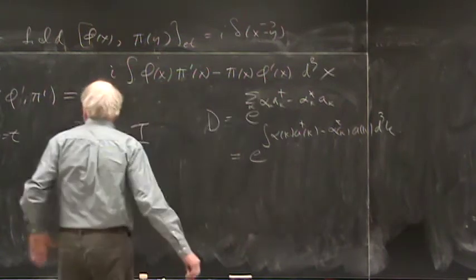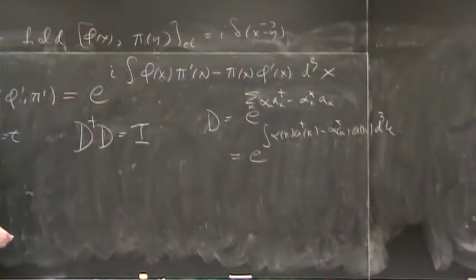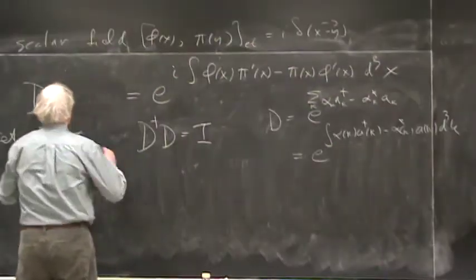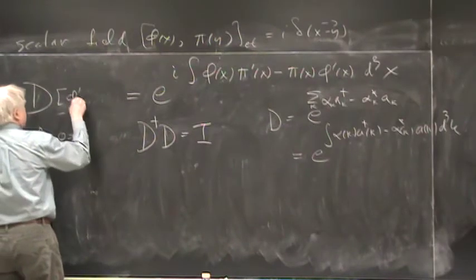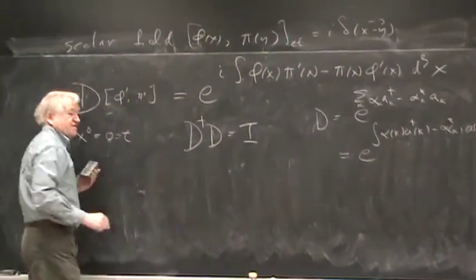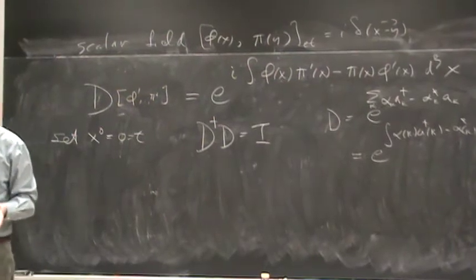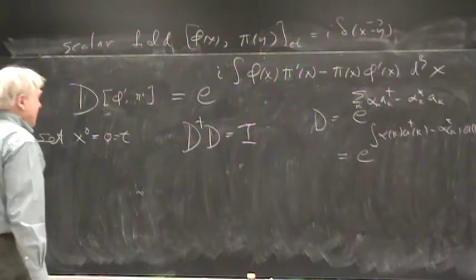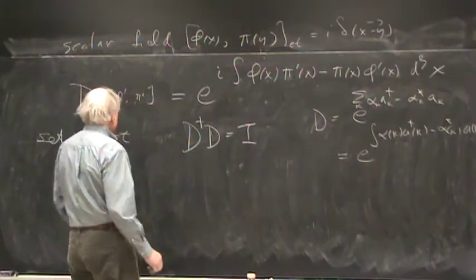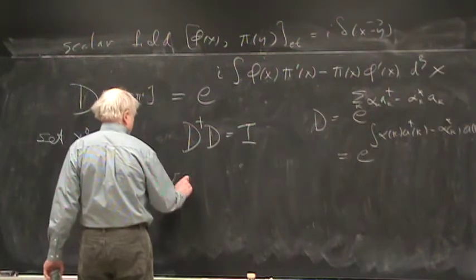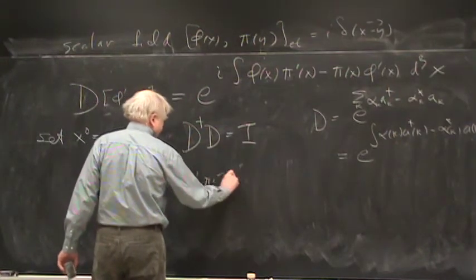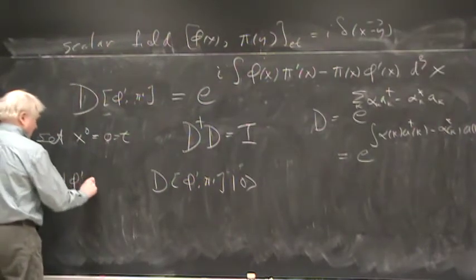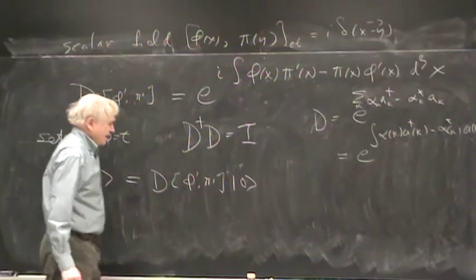Okay. So this displacement operator, to be really fancy, I should have written this as a functional of two functions, phi prime and pi prime. And now you can define coherent states then like this, and you can call this phi prime, pi prime.